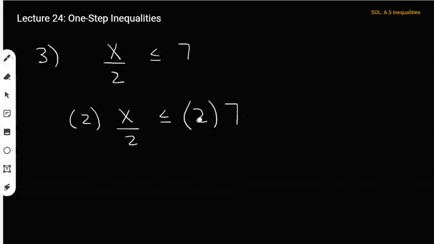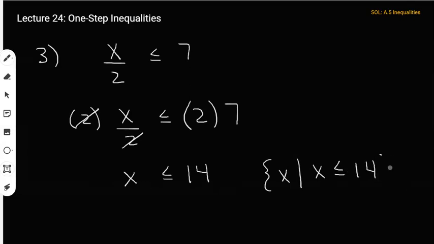So we're going to be multiplying this 7 by 2. What that does is it's going to cancel out the 2 in the numerator and the denominator. So I'm only left with x. I bring down my less than or equal to symbol right here. And then 2 times 7 is going to give me 14. So x has to be less than or equal to 14. I write my solution set: all the real numbers x, such that x is less than or equal to 14.